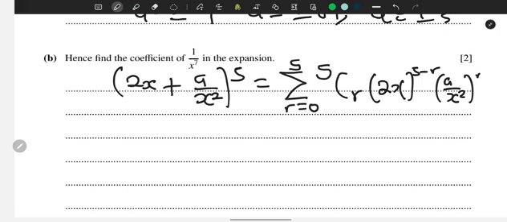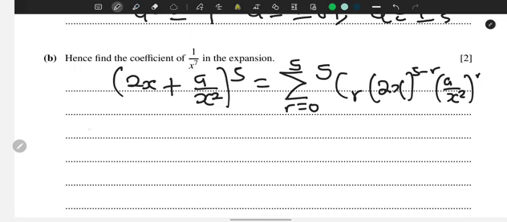Now we are looking for the coefficient of 1 over x to the power of 7. So what will be the value of r we are going to consider here for us to get 1 over x to the power of 7? Okay, so let's take r to be 4. When r is 4, you have x to the power of 8 at the denominator, and you have x at the numerator. I think that's fine.